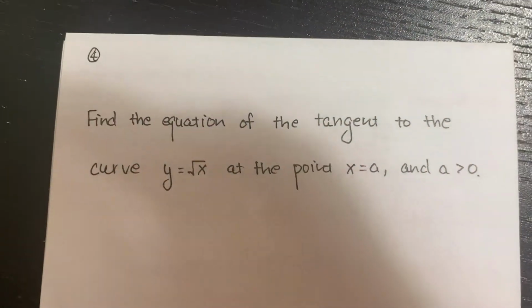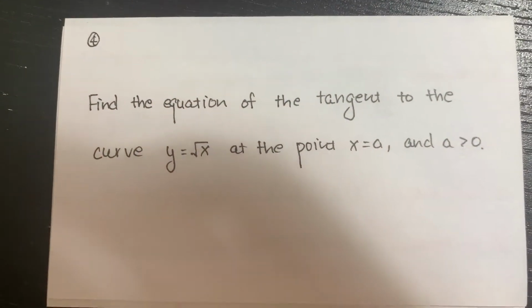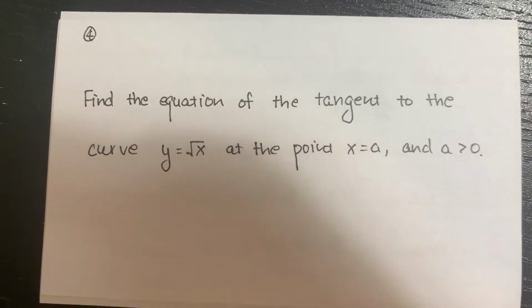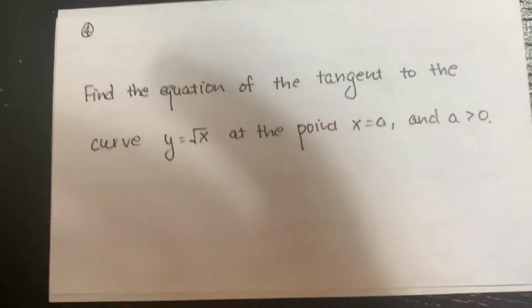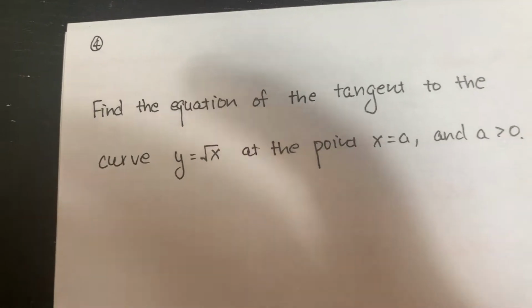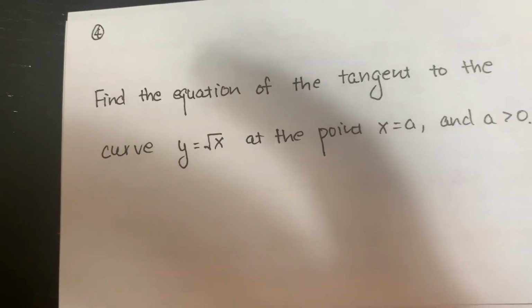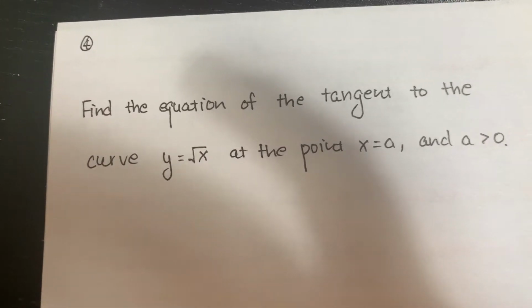Last question. Find the equation of the tangent to the curve y equals square root of x at the point x equals a, where a is bigger than 0. Don't be scared that it's not a real number but a parameter. You're doing the same thing. Pause the video and try to work it out.